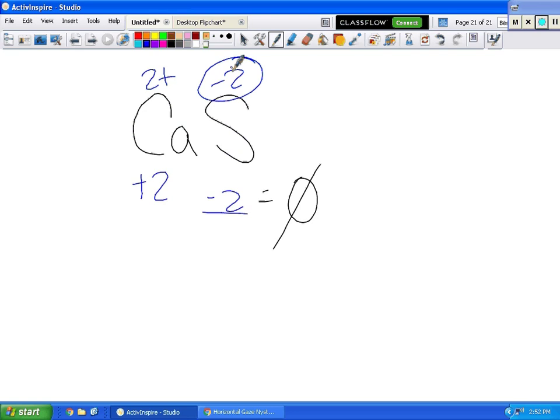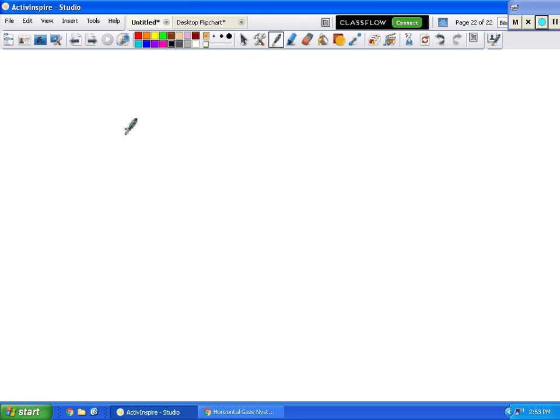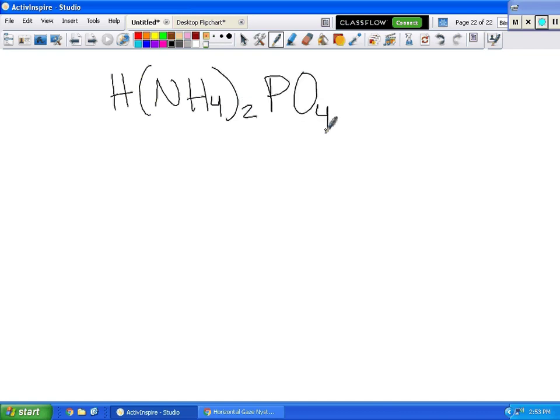Here's the last one. (NH4)2HPO4. Now, what's the one thing that jumps out to you on this one? Parentheses. Let's go ahead and take care of those first. I probably should have put parentheses first before, make that rule number 1, because you're going to have to do that anyways.